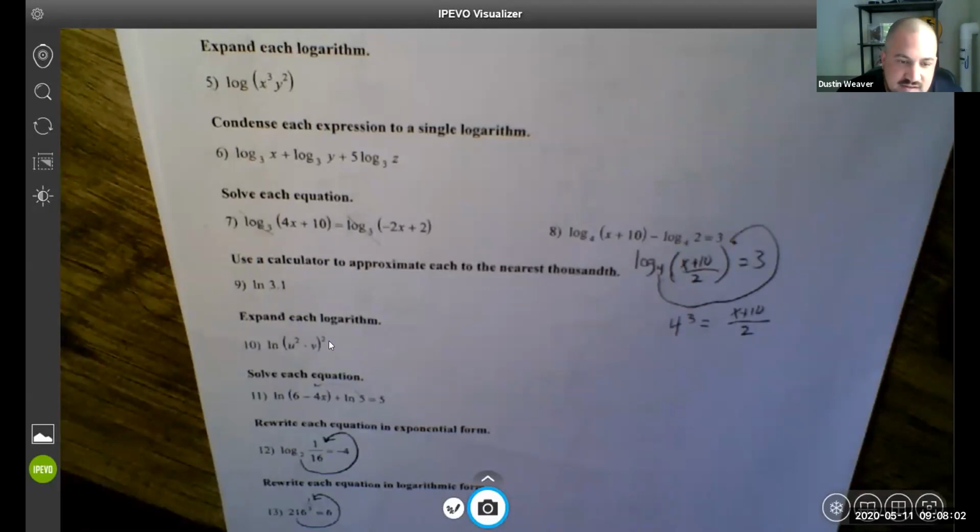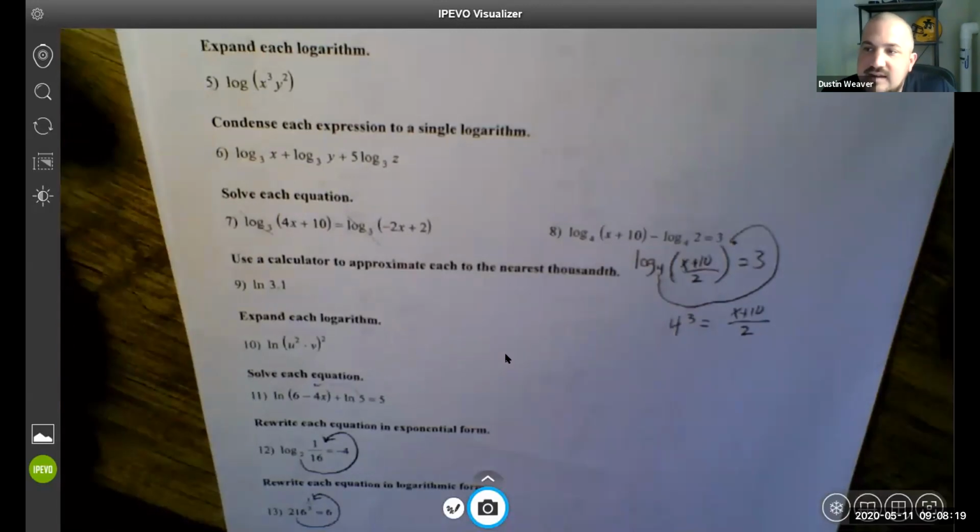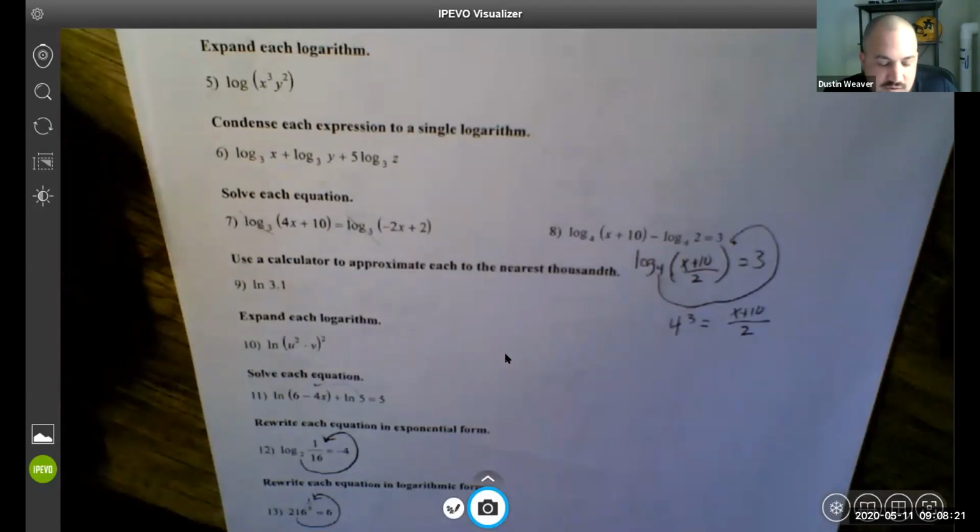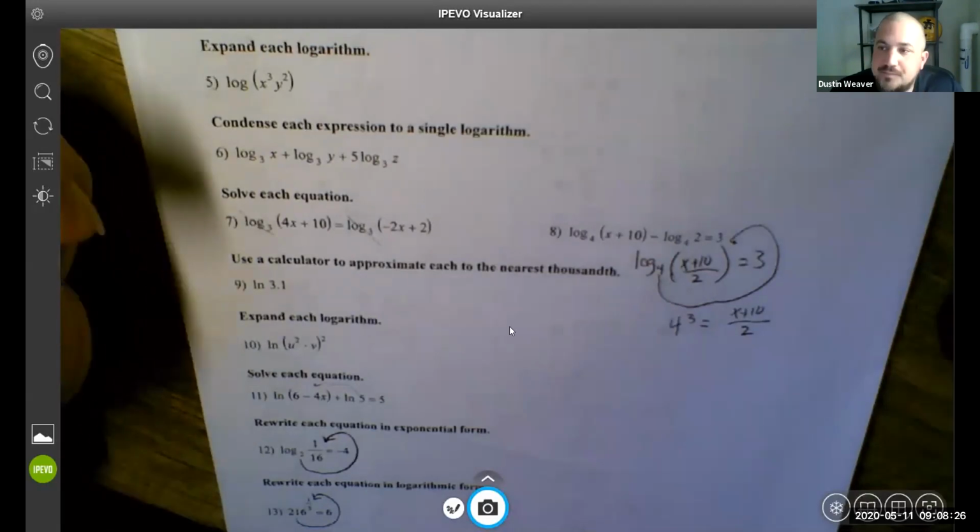And then down at 12 and 13, you're doing the swoosh method to rewrite these. So log base 2 of 1/16 equals negative 4 would be 2 to the negative 4 power equals 1 over 16. And 2/16 to the 1/3 equals 6. You would write log base 2/16 of 6 equals 1/3.